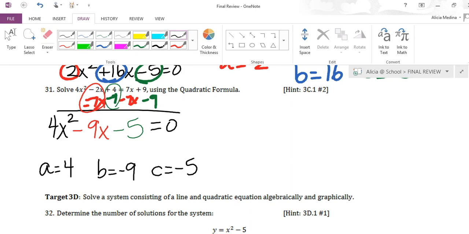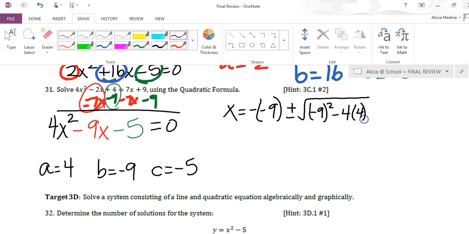Alright, from here we are going to substitute these terms into our quadratic formula. So always write the opposite, because it's the negative, and then we're going to substitute b in. B was negative 9. Plus or minus square root. What was b? B was negative 9 again. We need to square that. Minus 4 times our a value, which was 4, times our c value, which was negative 5. And then the whole thing is all over 2 times whatever a was, which was 4.